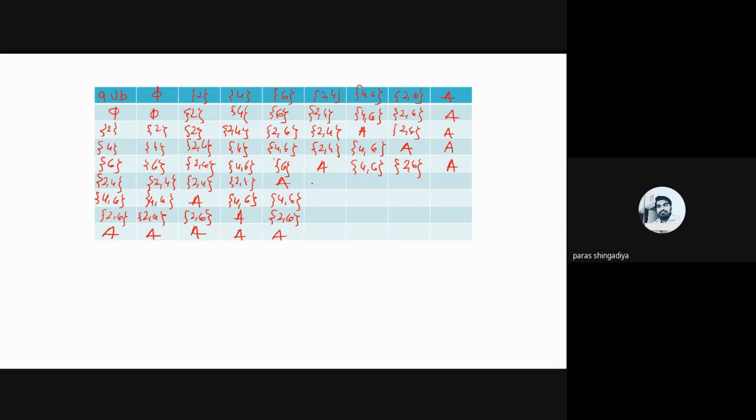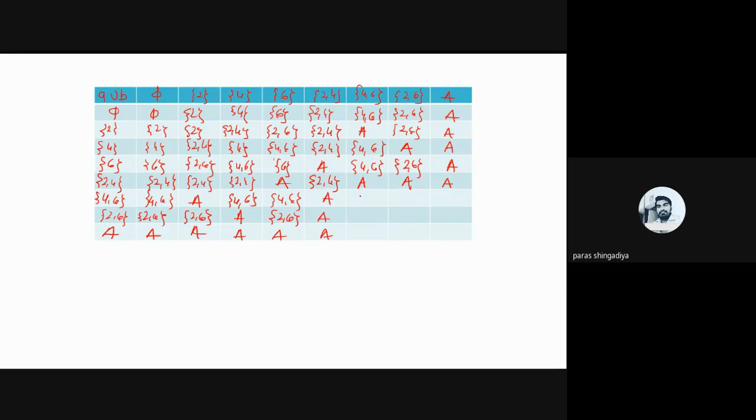Then after 2 4 with 2 4, so union will be 2 4. 2 4 with 2 6, so 4 is common, it will come only once and the answer will be 2 4 6. And what is 2 4 6, that is A. And 2 4 with 2 6, so answer will be 2 4 6 again, so it is also A. And 2 4 with A, so 2 4 is also part of A, so the union will be the A itself. Clear? So here 2 4 with A, and after A, and then after A.